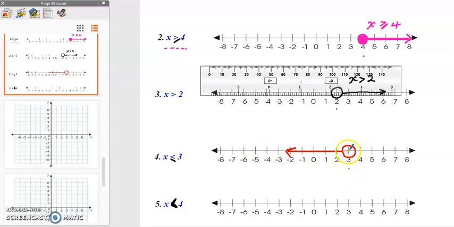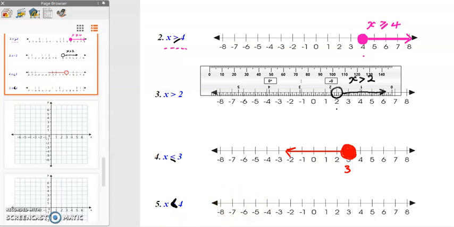But let's take a look at this circle right here. In this case, we would actually shade our circle, because the solution tells us that 3 is also included. It says less than or equal to 3, so 3 is included as well. This should be 3. So once the number is included, we'll have a solid circle, or a shaded circle.